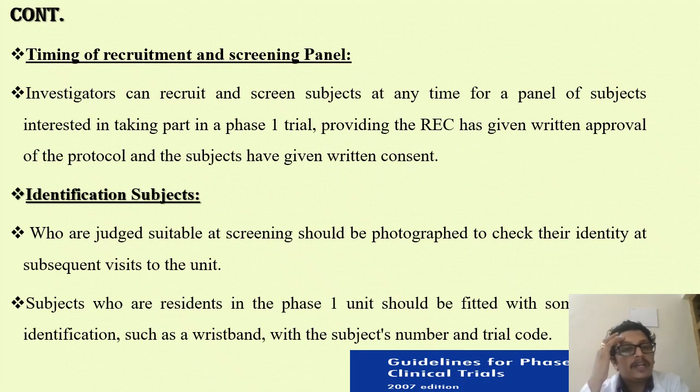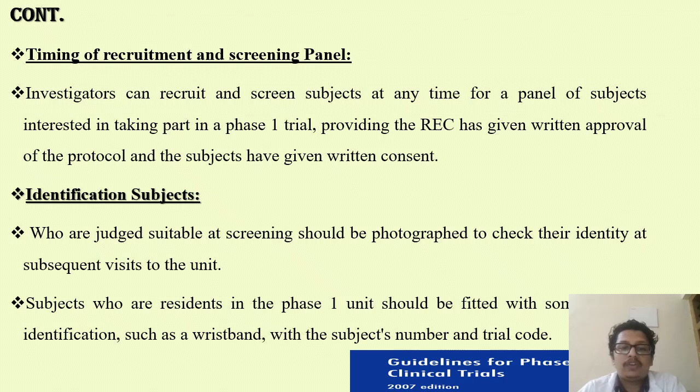So, time of recruitment and the screening panel. The investigator can recruit and screen the subject at any time for a panel of subjects interested in taking part in phase 1 trials, provided the regulatory agency has given written approval of the protocol, and the subject has given written consent. Subjects who are judged suitable at screening should be photographed to check their identity at the subsequent visit to the unit.